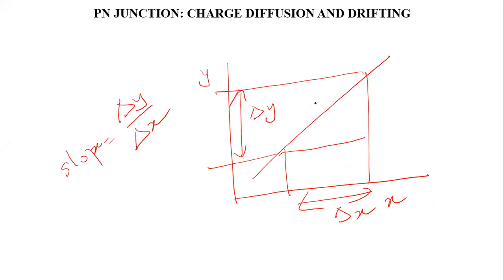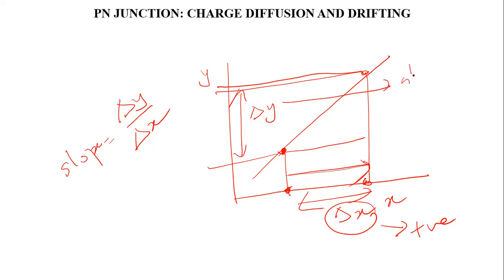Here you see that in this case, with the increase of x value from this point to this point, x value is increasing. That is, del x is positive. The y value increases from this to this, so del y is also positive. So in that case, the slope is positive.